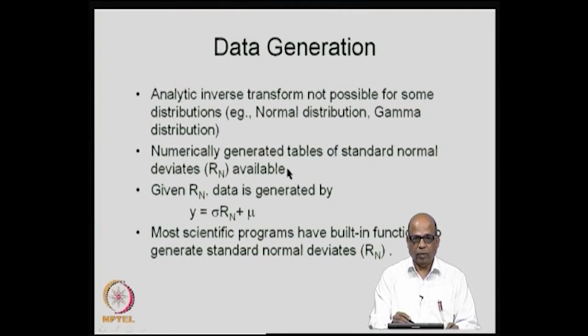Now, these tables are available, and many scientific programs have functions that you can call in your programs to generate Rn directly. Once you have these Rn values, that is the random numbers, you can generate the data y is equal to sigma Rn plus mu. How do we get this? This is (y minus mu) by sigma, which is the standard normal deviate z. So, given Rn you should be able to get y for a given normal distribution with parameters mu and sigma.